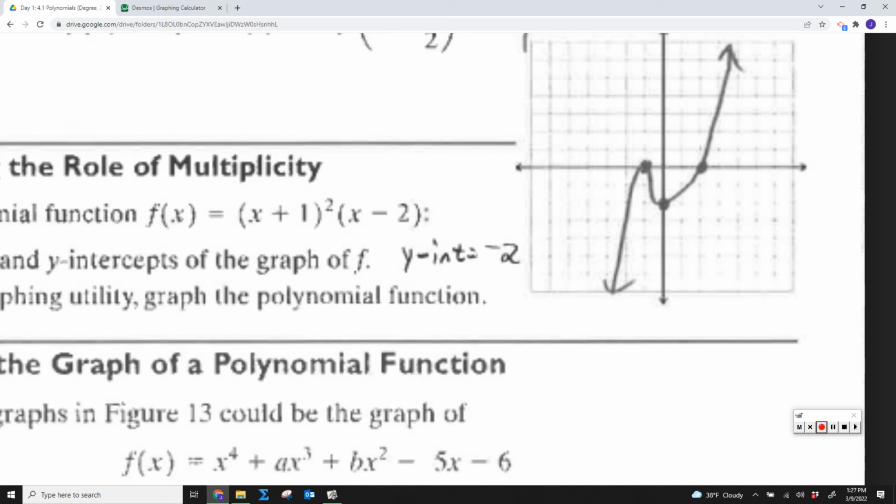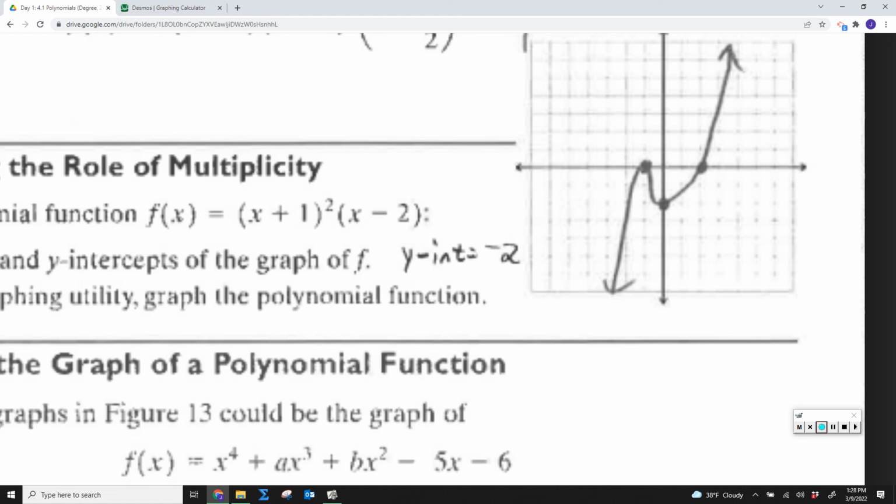All right, those multiplicities help us figure something out. So for this one right here, this was the x plus 1 squared. The square is an even number. What does it do when it gets to that 1? It sends it back down. It bounces, if you will. It hits the x-axis and bounces back and goes right back down.